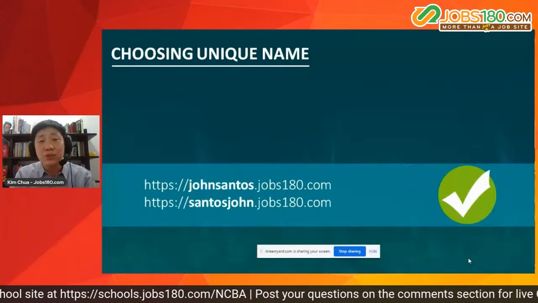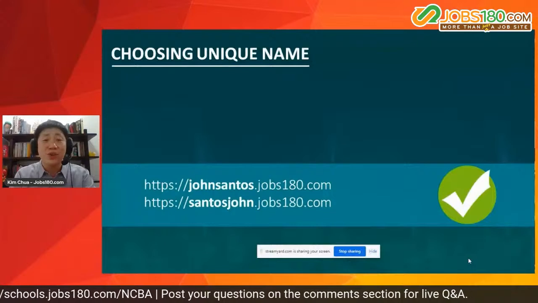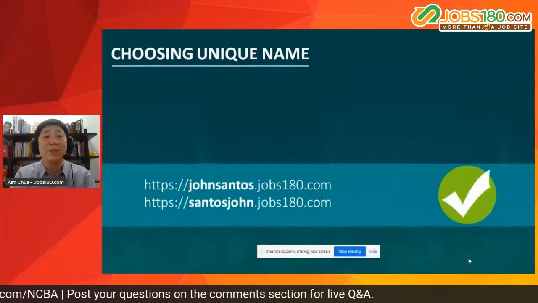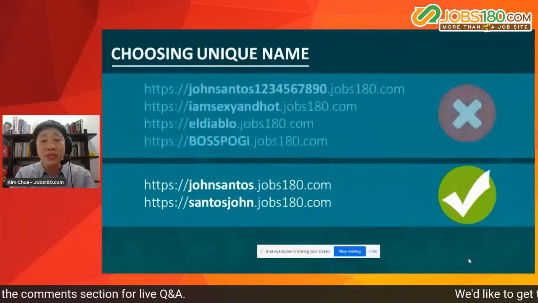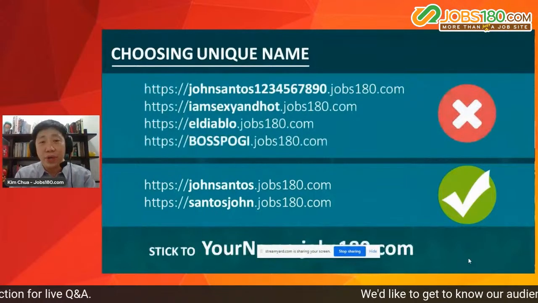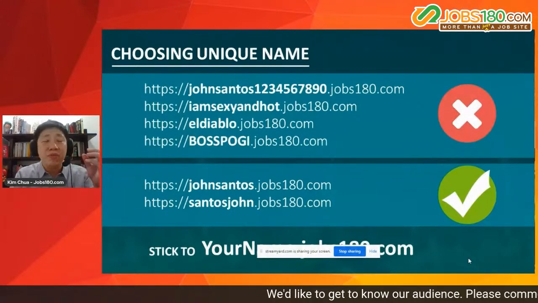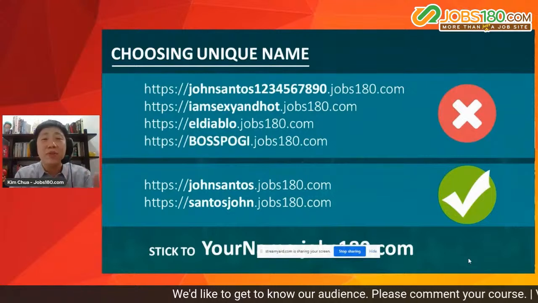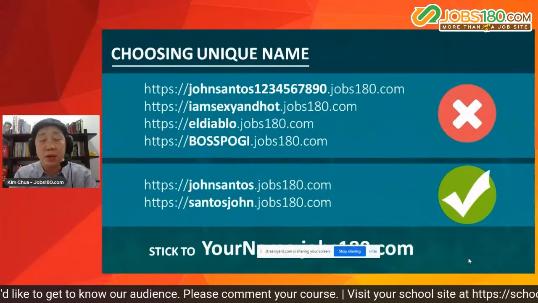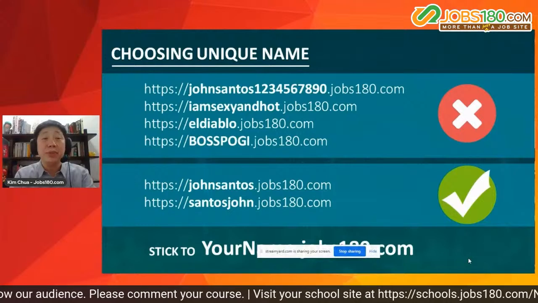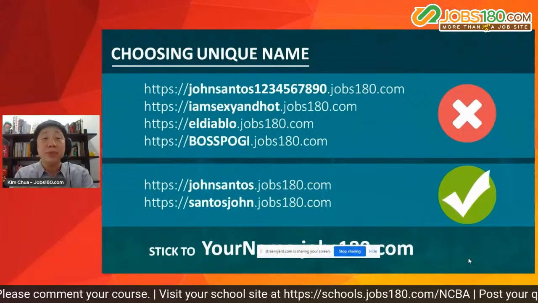santosjohn.jobs180.com o kaya J Santos o kaya Santos J o kaya JS o kaya SJ. Depende kung ano gusto mo gawin. Basta importante, wala kang kapangalan. Okay? Wala kang kapareho. Now, when you do this, huwag kayong OA. Do not create yung mga ganong klaseng over creative na mga resume link because it doesn't look professional. Imagine submitting to a company with your resume link that says eljablo.jobs180.com. Hindi yan mukhang professional.